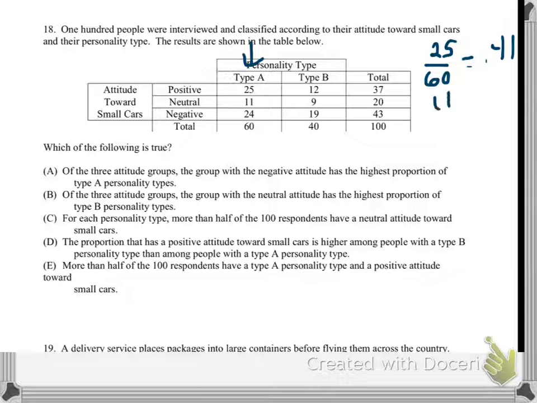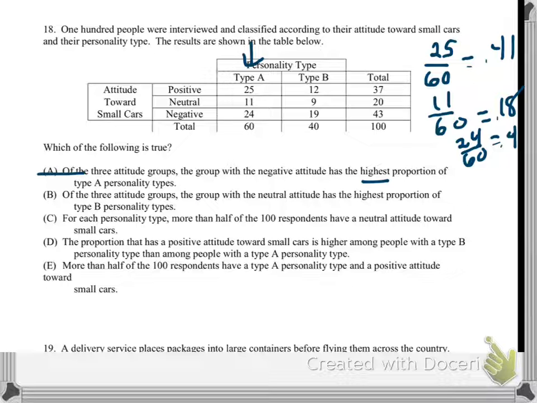Then I have 11 over 60. Let me go back to that page. I got 0.18. And then I got 24 over 60. Well, then I got 0.4. And so what did you notice? Since my denominator was the same, the one with the highest numerator had the highest proportion. And that's what they asked for, the highest proportion. And that was positive. That was not negative. So it's not A. Well, let's go to B.